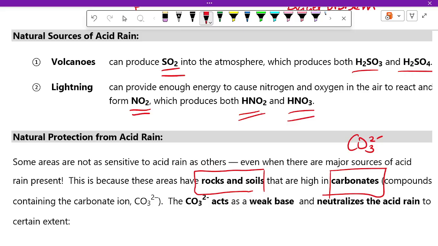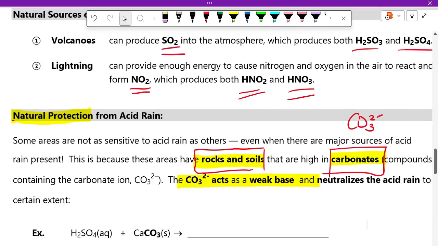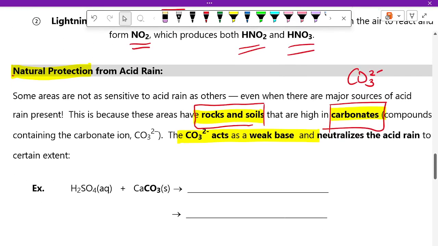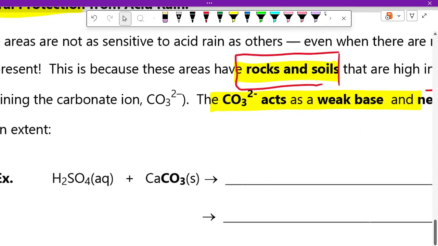So carbonate is a weak base, so natural protection. Rocks and soils have carbonate. CO3 acts as a weak base and it neutralizes the acid. Could you write the equation for this?